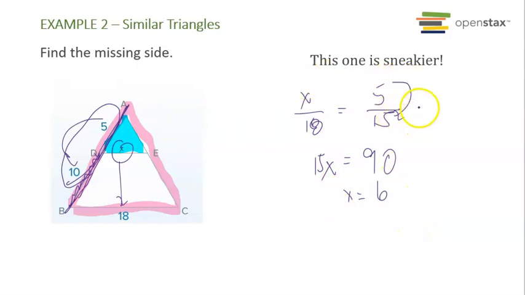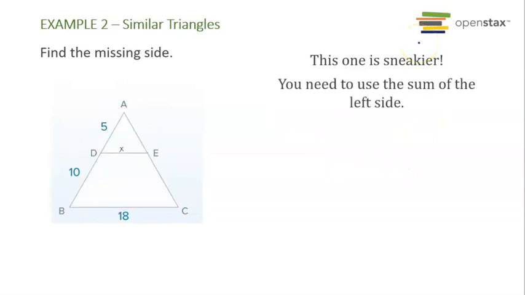5 to 15, right, times 3. Well, some number times 3 is 18. 6. And again, you can go a couple of different ways. Just make sure that you're using the sum of that side and not just the 10 for the big one, just the 5 for the small one. 5 to x, 15 to 18. Or upside down, x to 5, 18 to 15. Either way is totally fine.